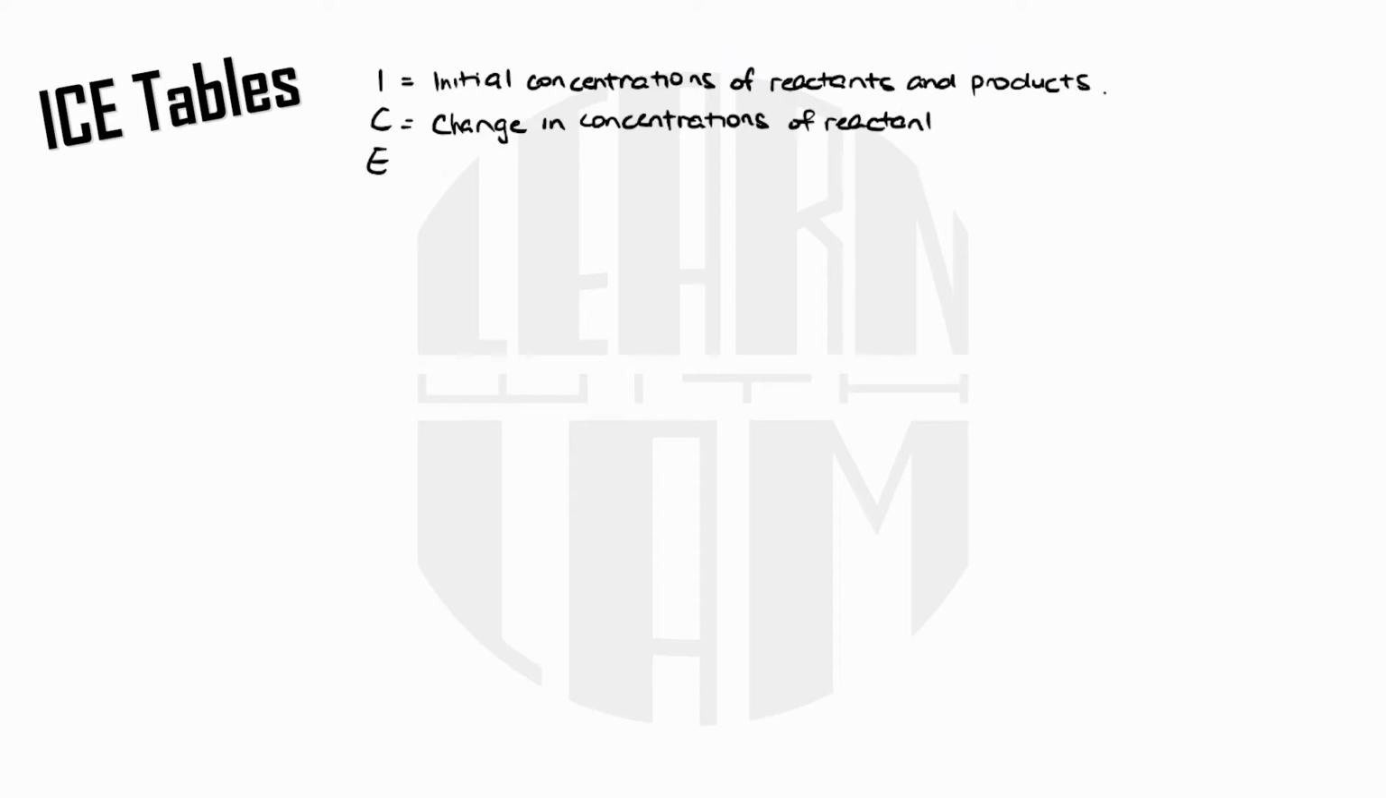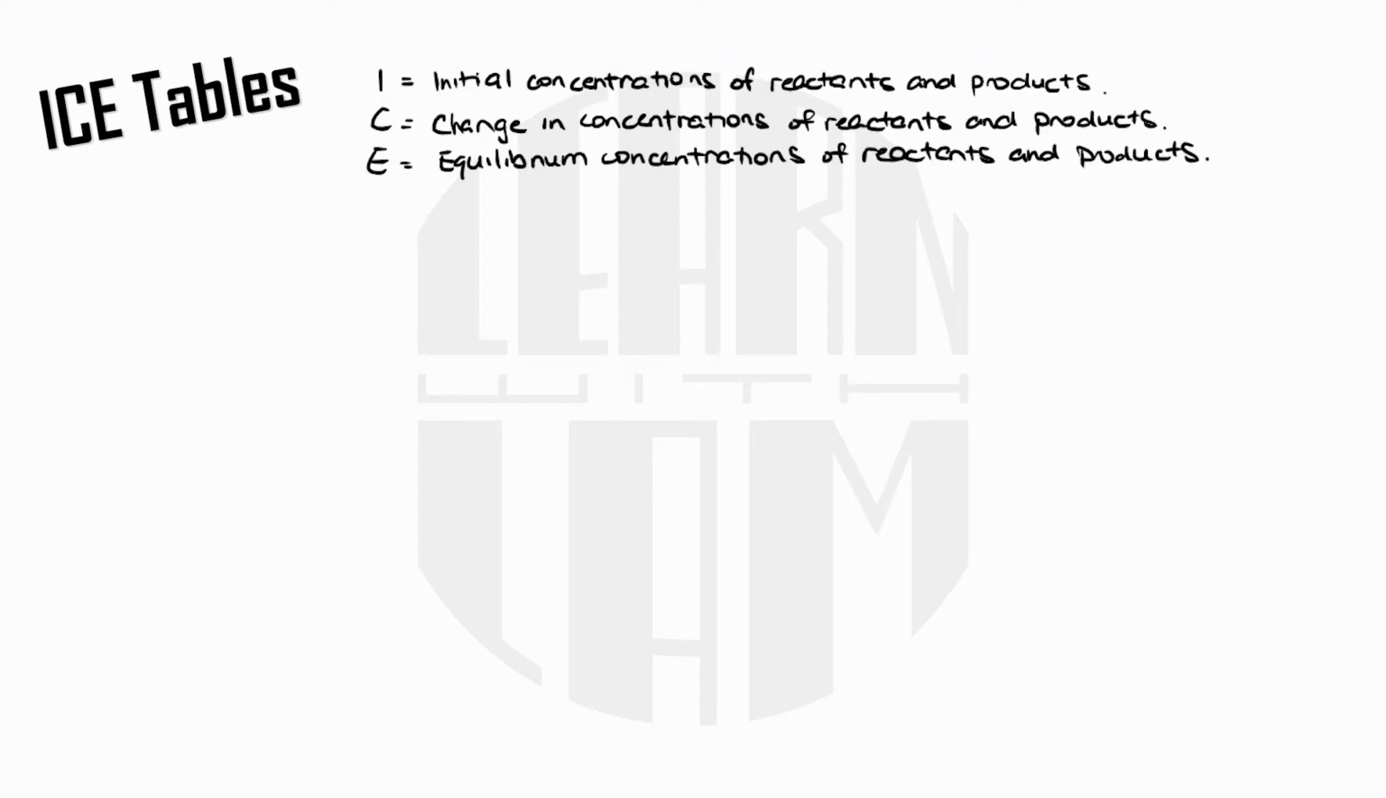First things first, what does ICE even mean? Well, I stands for initial concentrations of reactants and products, C is for change in concentrations of reactants and products, and E is for equilibrium concentrations of reactants and products.